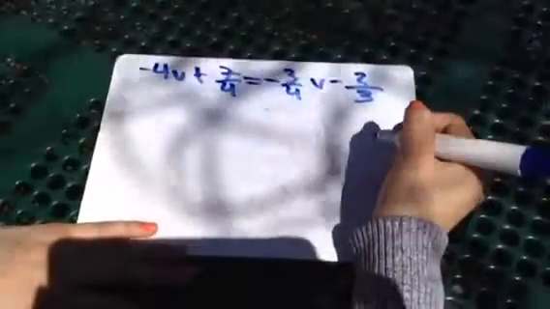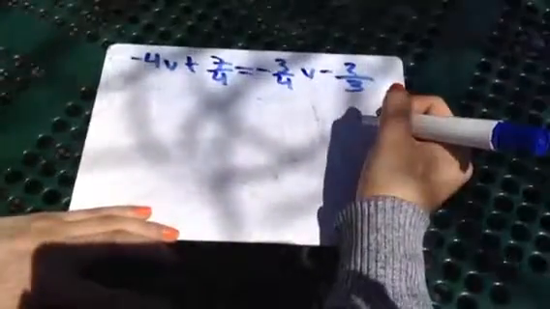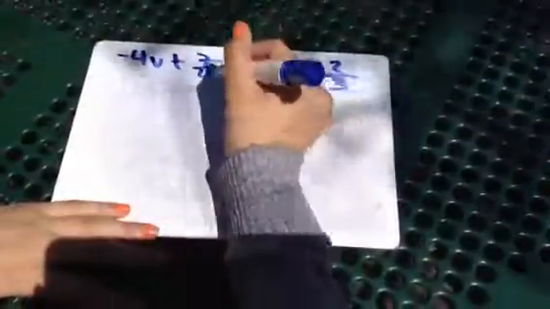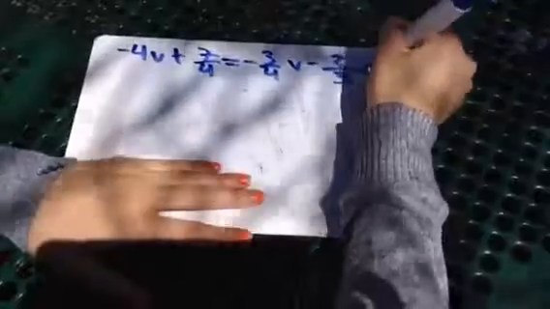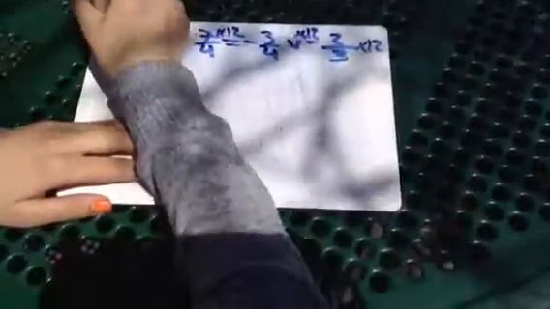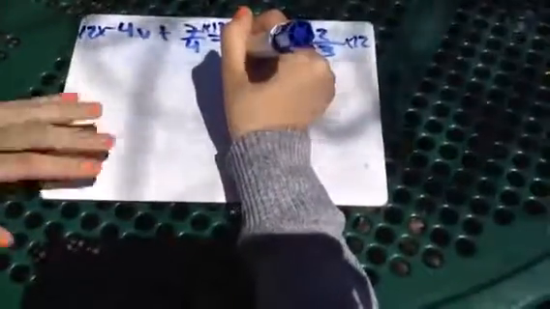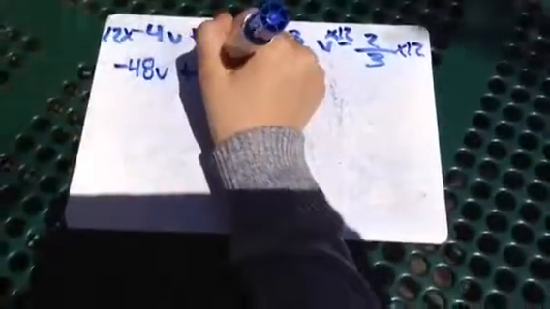This problem is somewhat different from the last ones we've done so far because it involves fractions. We start off by finding the LCD. The LCD of 1, 4, and 3 is 12. So we multiply everything by 12. Negative 4v times 12 is negative 48v. 7 over 4 times 12 is 21 because the 4 can be canceled out and the 12 can be changed into a 3. 7 times 3 is 21.